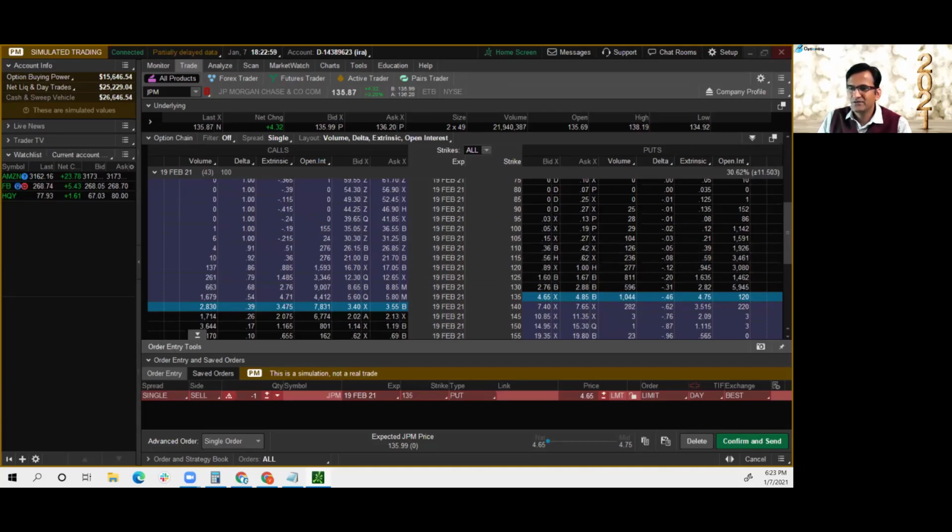You make money when the stock goes up? Yes. So when you're selling a put, you make money when the stock goes up. Even if the stock goes down, but not by a huge amount, you still make some money. Yes, we limit our loss in this strategy as well.